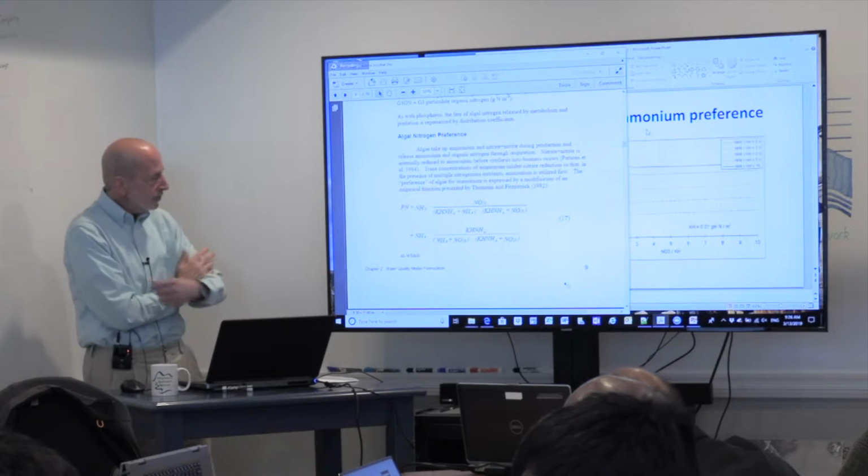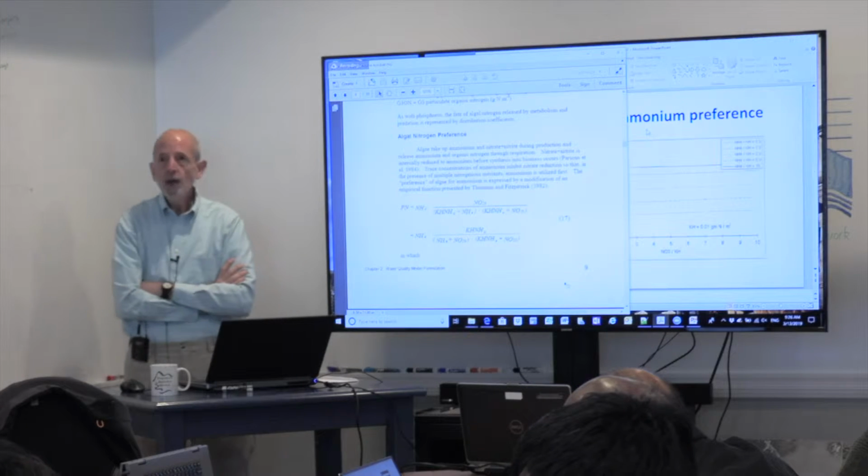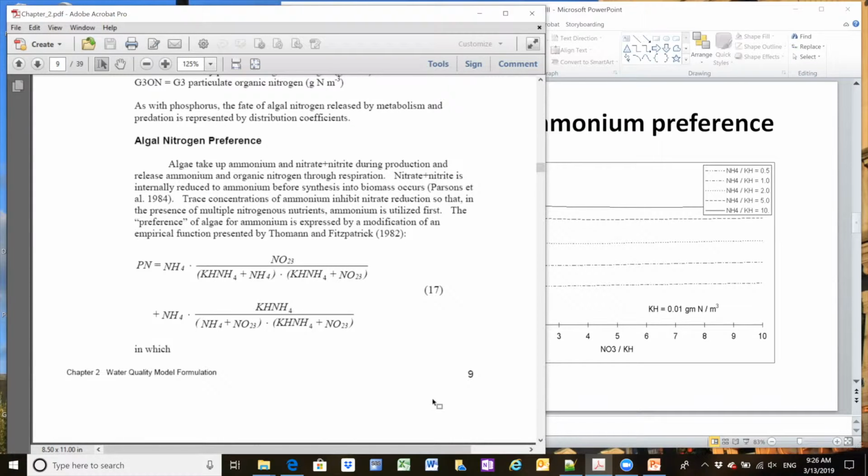Algal nitrogen preference. Phytoplankton can utilize ammonium and nitrate for nitrogen. In model world, they utilize one of two things, ammonium and nitrate. In the real world, in the presence of almost any ammonium, they will use that first. It has to do with energy and algal physiology. It takes less energy for algae to use ammonium than nitrate. I won't go further than that.